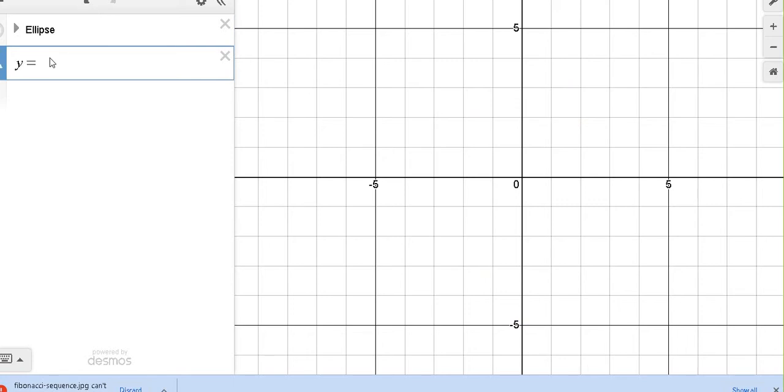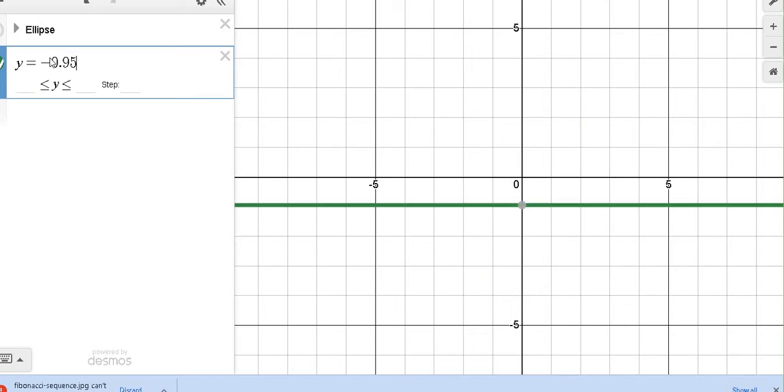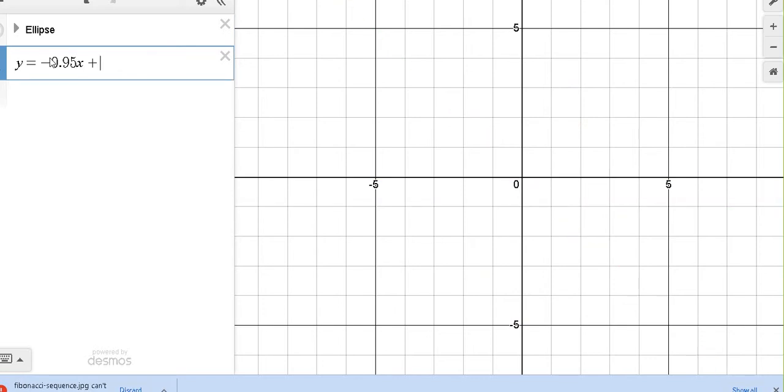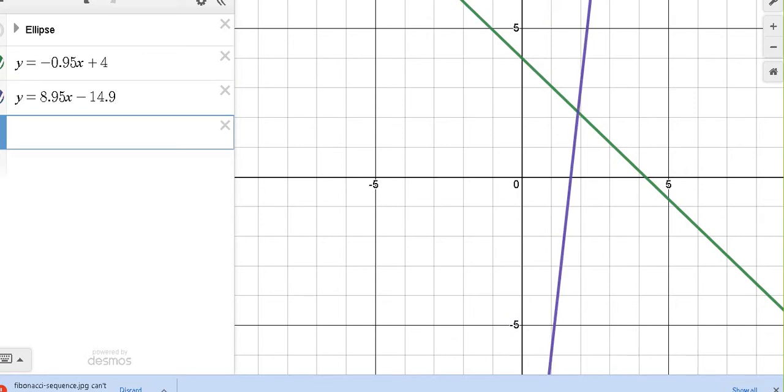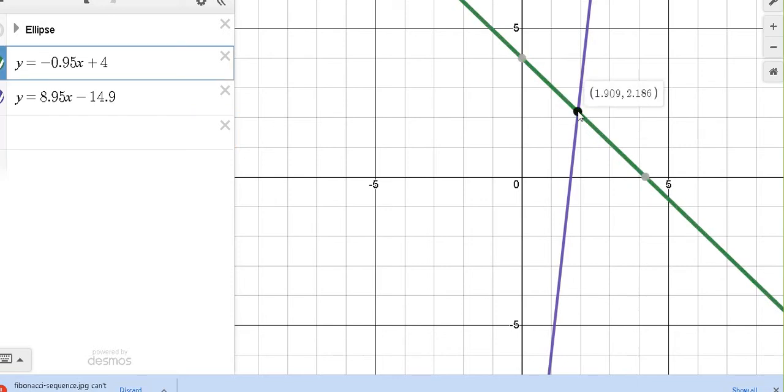y equals negative 0.95x plus 4, and y equals 8.95x minus 14.9. So I could ask you a lot of questions about this. I could ask you, is this consistent or inconsistent? The answer there would be consistent. Dependent or independent? Obviously this one's independent, two different lines.